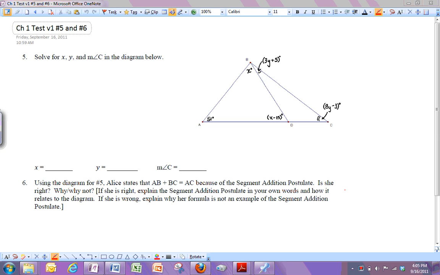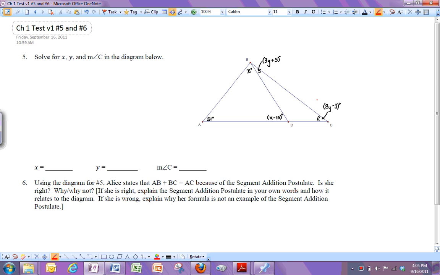All right. Chapter 1 test, version 1, numbers 5 and 6, because they're related. So we'll do two together here. First part, solve for x, y, and measurement of angle C. So this angle over here in this diagram.